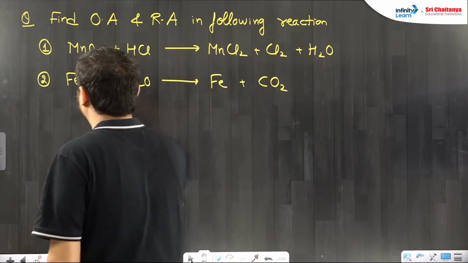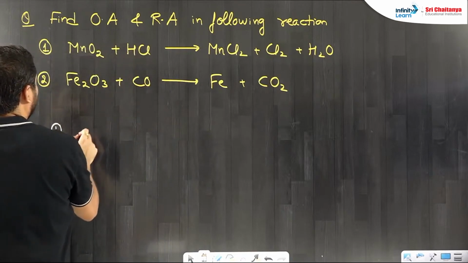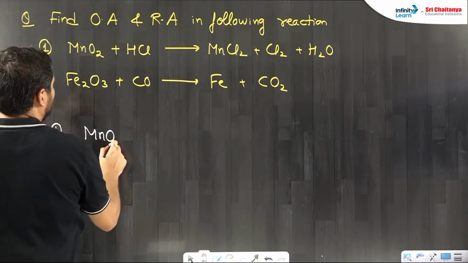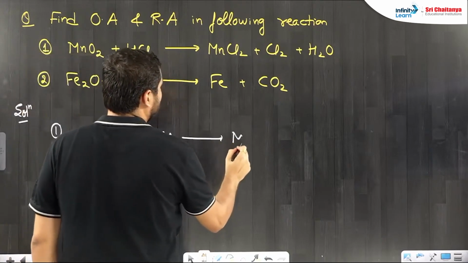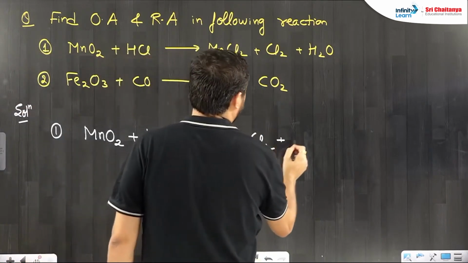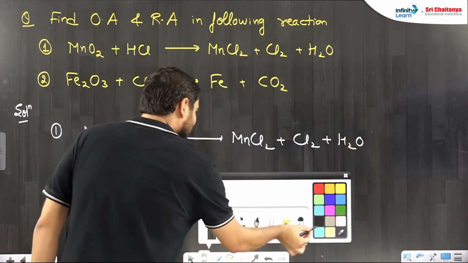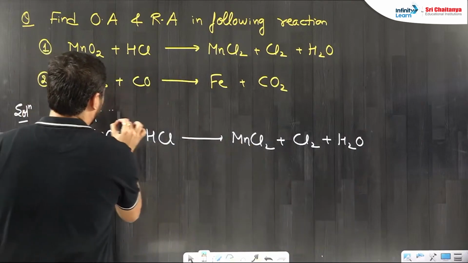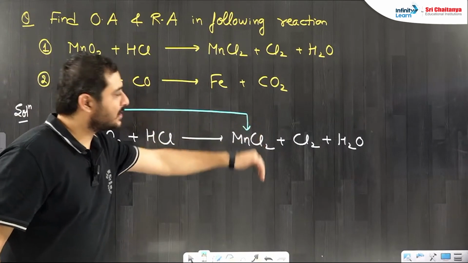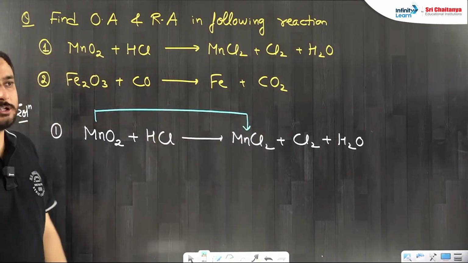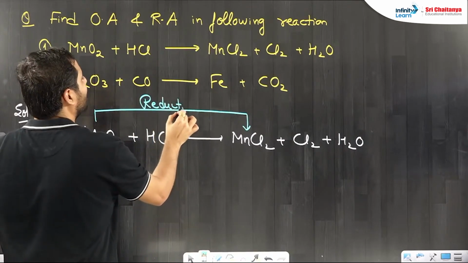Now let us write solution for this. Now how we'll find this? MnO2 plus HCl gives MnCl2 plus Cl2 plus H2. So let us consider this first part, MnO2 to MnCl2. Now removal of oxygen. Removal of oxygen is called as which process? Reduction.